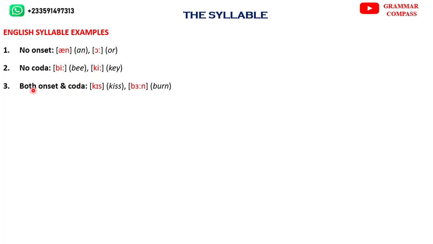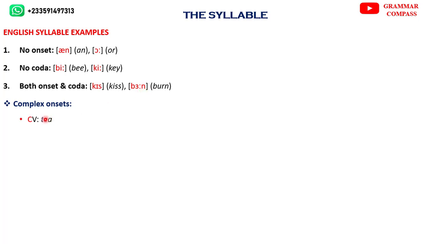You can also have syllables that contain both the onset and the coda. For example, kiss. It has the onset k, it has the nucleus i, and then the coda s. Burn also has both. It has the onset b and then the coda n. Now let us talk about complex onsets. You can have more than one consonant in the onset of the same syllable.